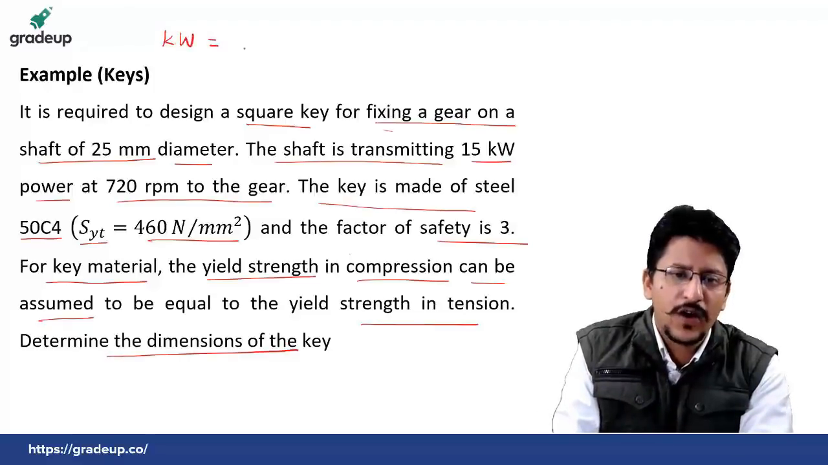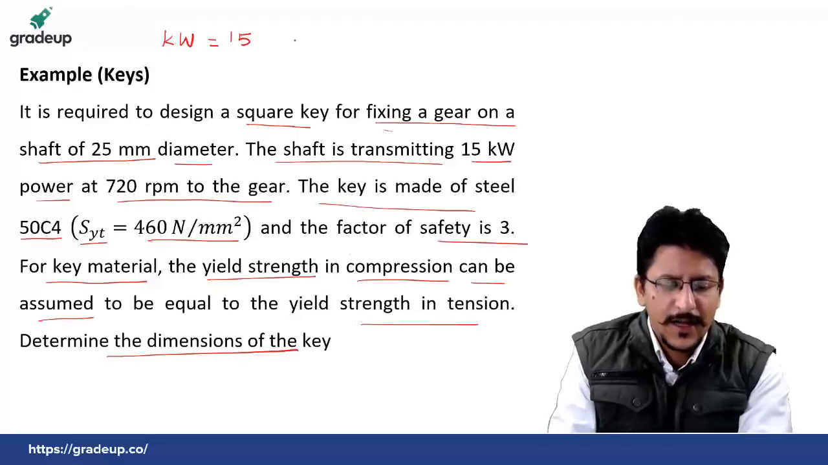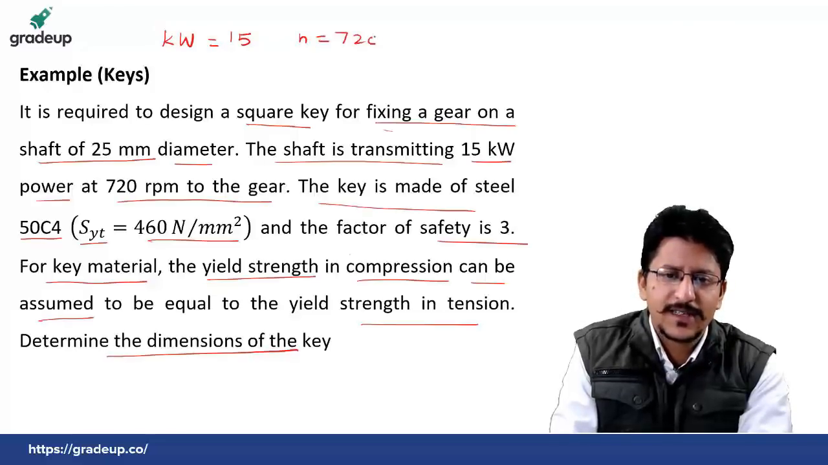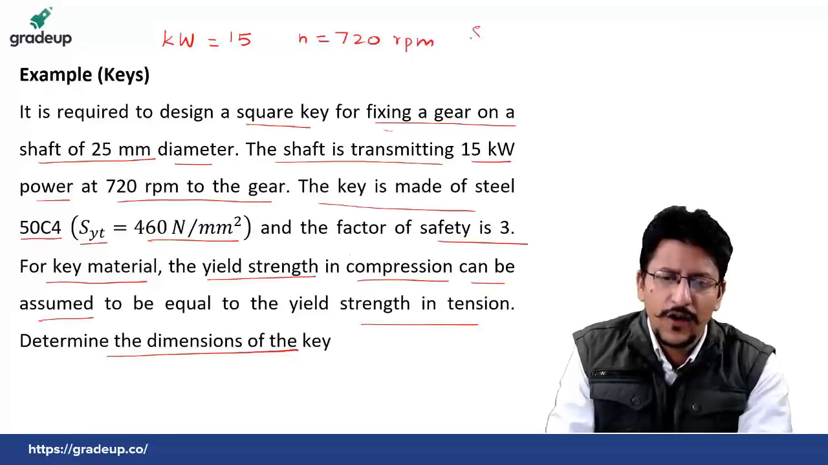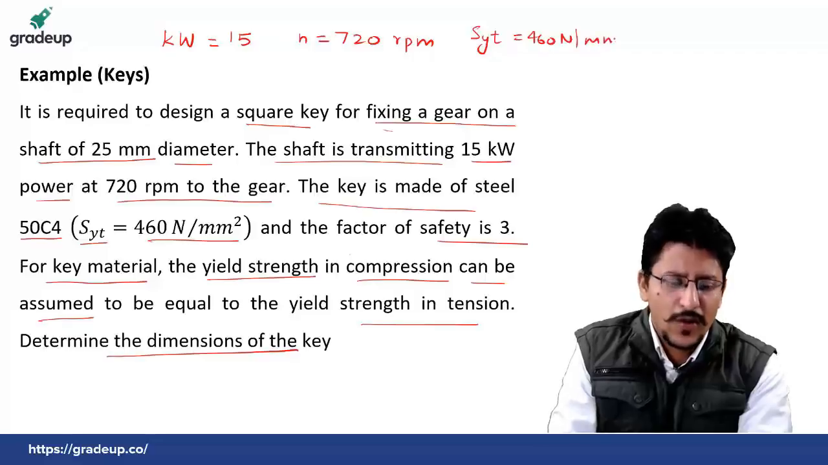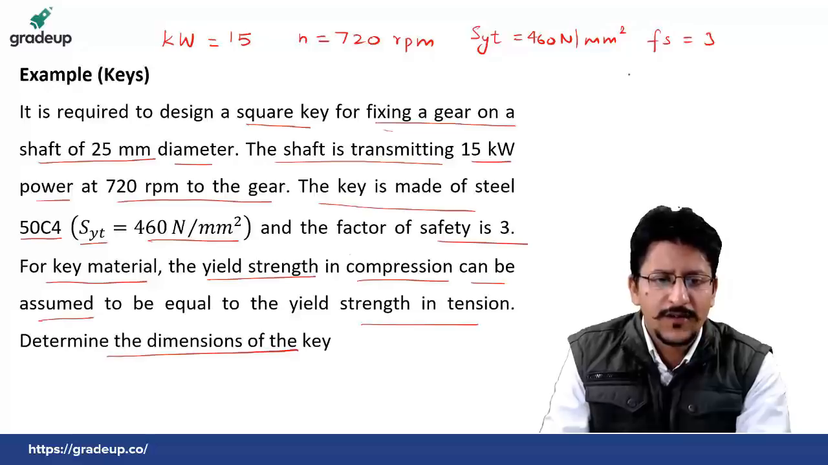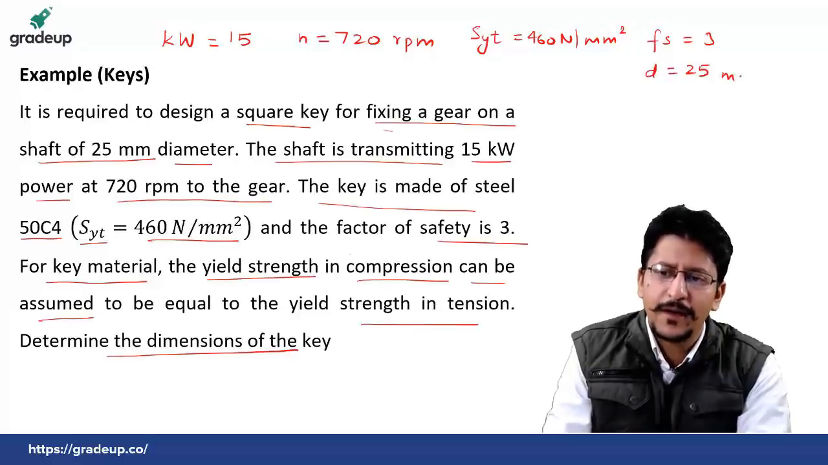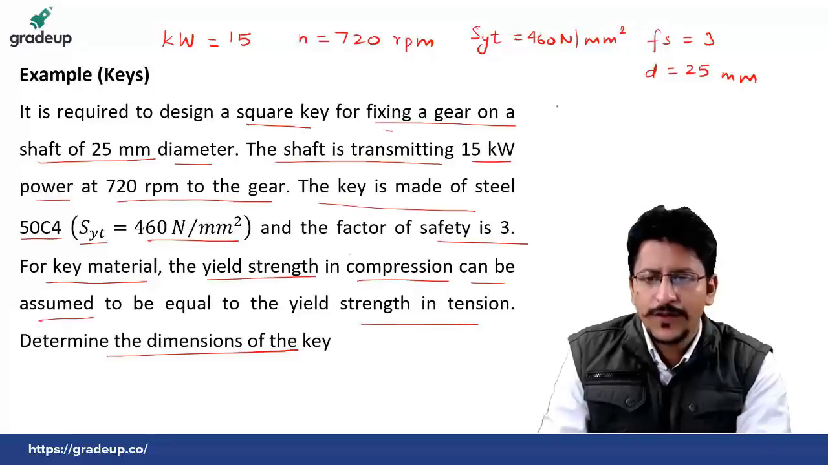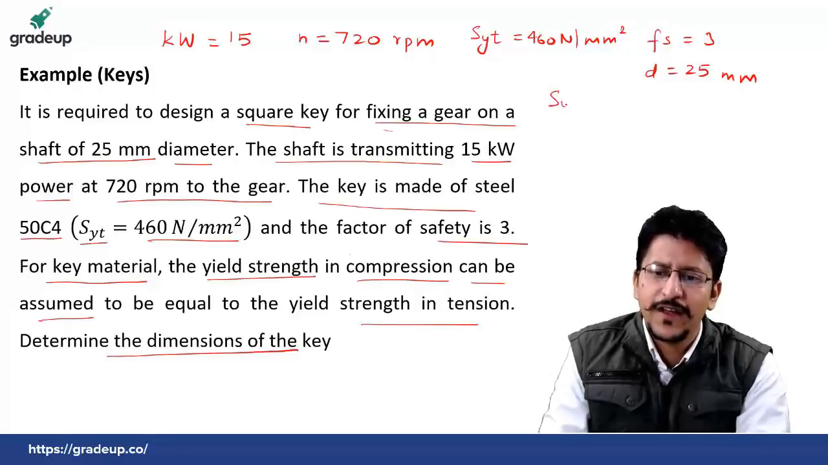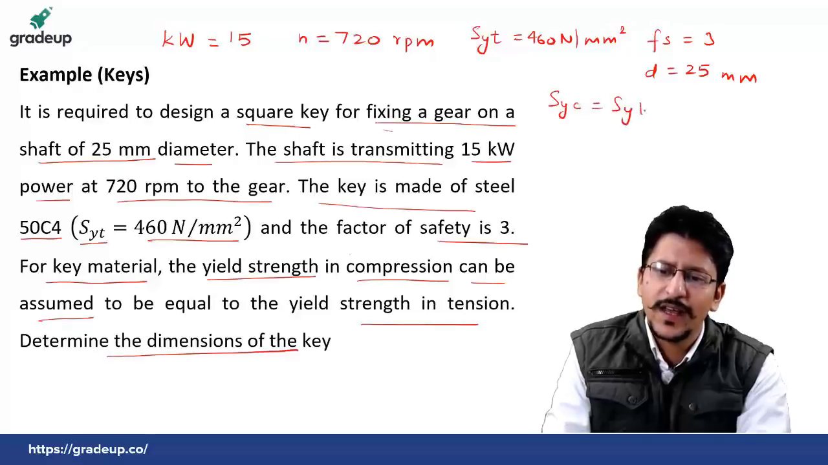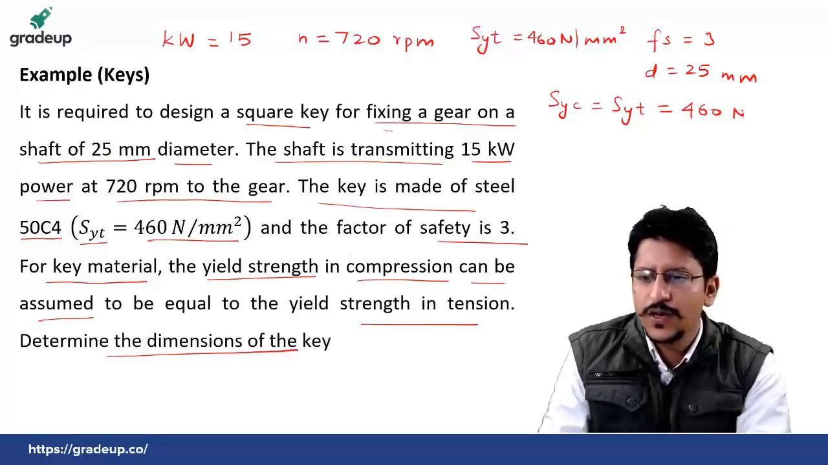The power in kilowatt has been given to you as 15. Then N, that is the RPM, is given as 720 RPM. The value of Syt is given as 460 megapascal or Newton per mm square. Factor of safety as 3. And one more thing is given, that is the diameter of the shaft, that is 25 mm. Okay, so first of all, we know for the compression failure, that Syc is equal to Syt, and that becomes equal to 460 Newton per mm square.